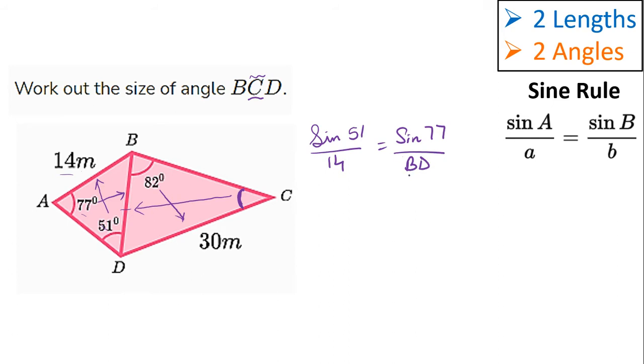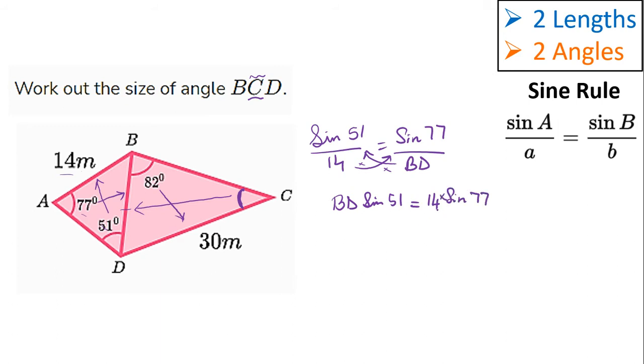Now, when you have your denominator as unknown, the best practice is to take it to the other side, so that you can get rid of the denominator part and have a single one-line equation. If I take my 14 to the other side, since 14 is in division here, when it goes to the other side it becomes multiplication. Similarly, BD is in division with the sine 77, so it goes to the other side and turns into multiplication. So I'm just going to write BD times sine 51 equals 14 times sine 77.